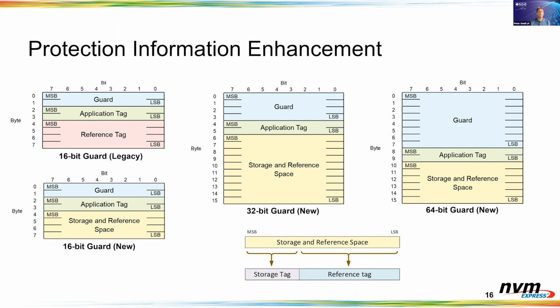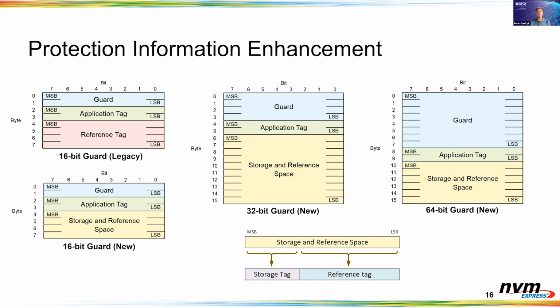Since a 16-bit guard is viewed as insufficient for large logical blocks, the first change we made in NVMe 2.0 to protection information was to add support for the 32-bit guard and a 64-bit guard. You can see the format of the 32-bit guard protection information in the middle and the 64-bit guard on the right. The second change that we made was to add support for a storage tag in addition to a reference tag.